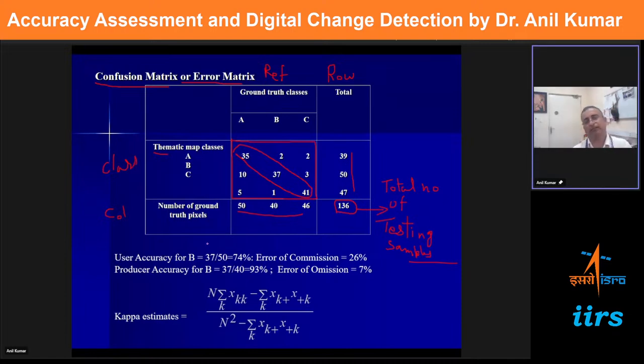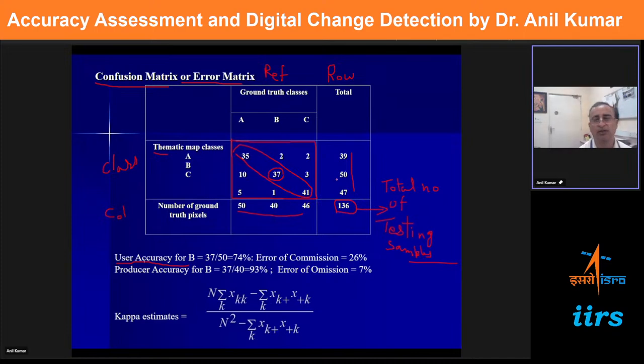Once this error matrix is ready, we can generate some parameters like user accuracy. User accuracy means how correctly the testing samples have been identified on the classified map. For each class, we can get the user accuracy. Like for the B class, 37 samples are correctly identified on the thematic map and the reference.